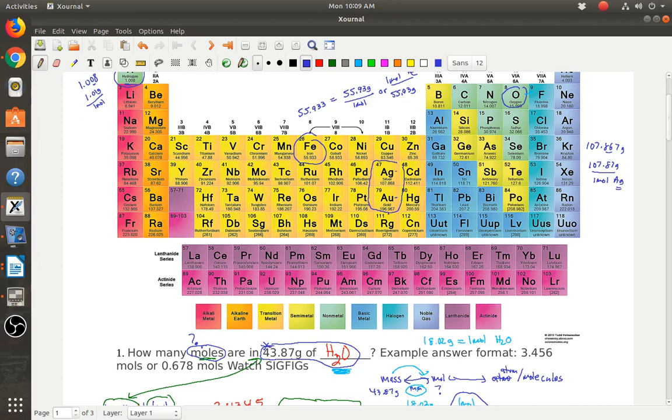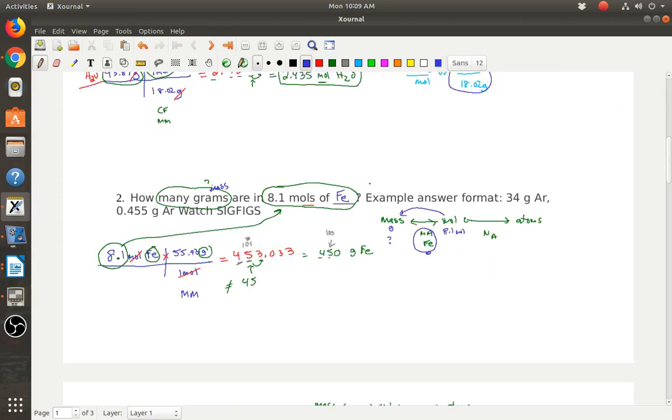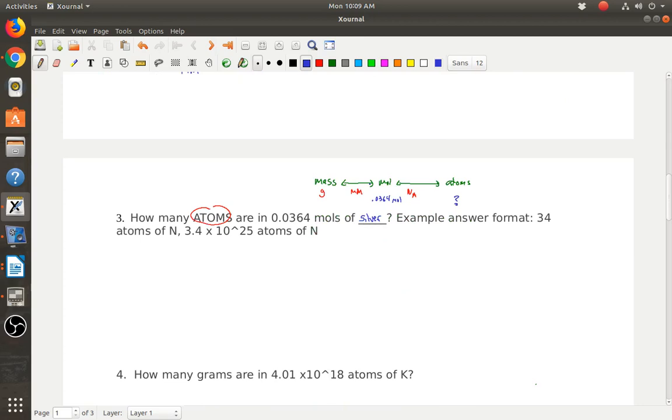Silver is Ag. Gold is Au. 196.967 would be 196.97 grams per mole. Okay, back down here. How many atoms are in that many moles of silver? So silver is Ag. So what we're doing is going from moles to atoms. Because I've given the moles, I need to figure out atoms.